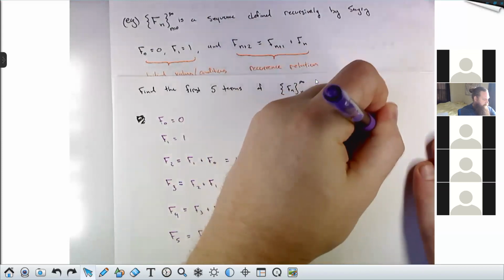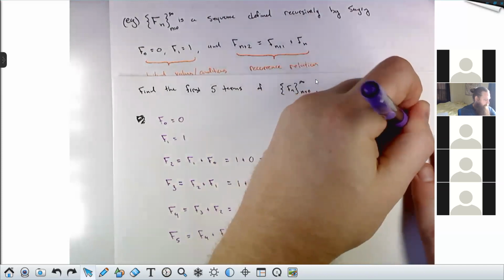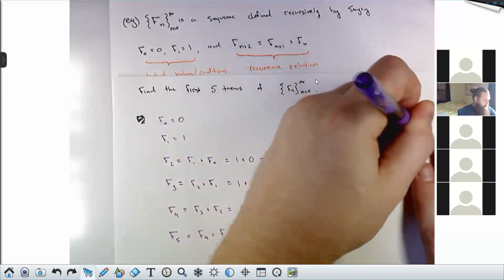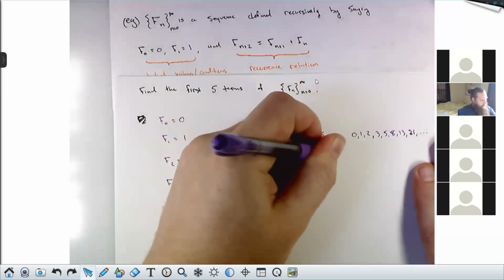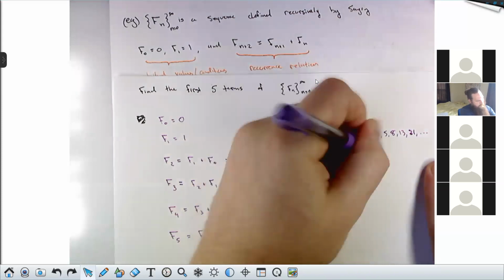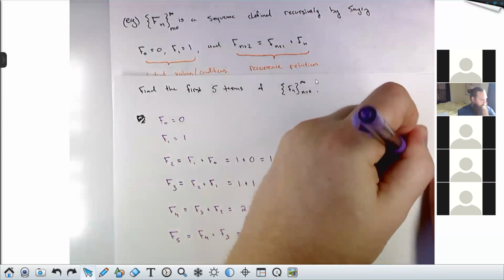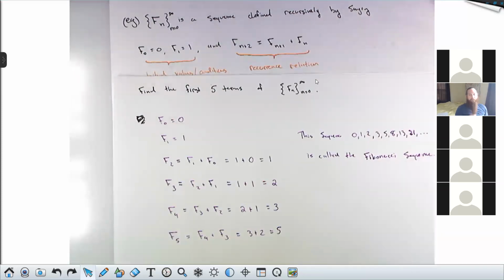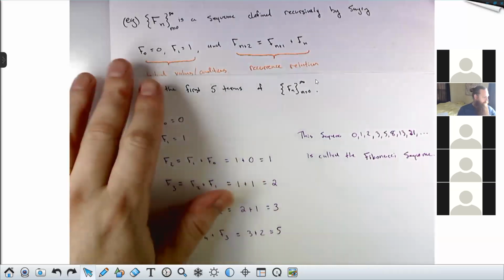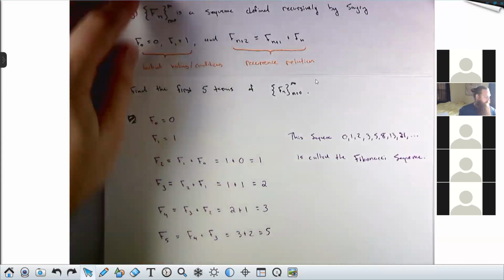0, 1, 1, 2, 3, 5, 8, 13, 21, and so on, is called the Fibonacci sequence. And it has some neat connections to geometry and things in nature. Really, all of that is a consequence of the relationship between recursive sequences and differential equations.